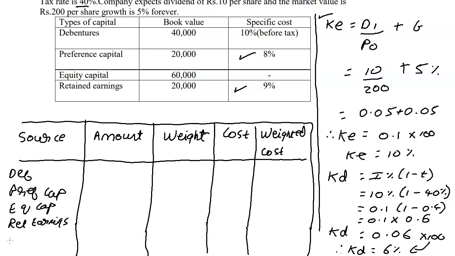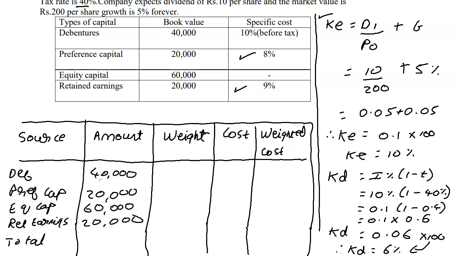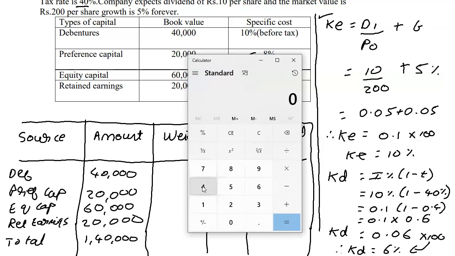Now we are in a position to calculate the total. We have 40,000, 20,000, 60,000, and 20,000, and we add them all up. So 40 plus 20, 60 plus 60, 120 plus 20, 140. Please use a calculator to cross check. I will also do the same. 40,000 plus 20,000 plus 60,000 plus 20,000 gives us 140,000.